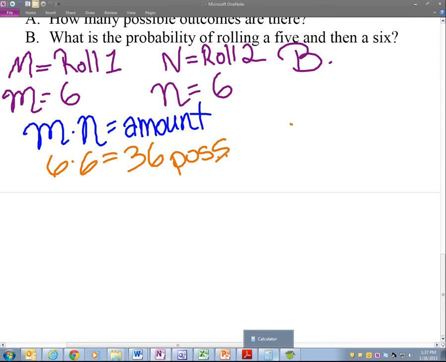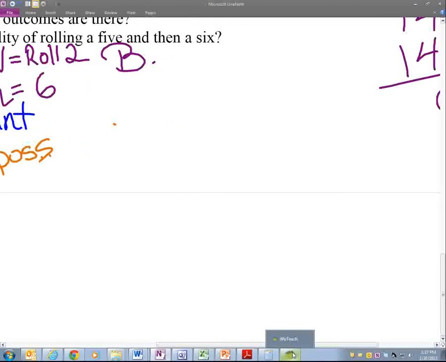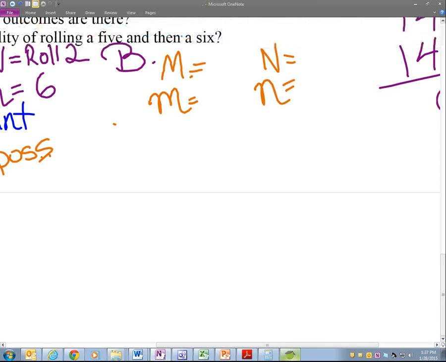Okay. So we had 36 possibilities. Now, what are the possibilities, not probability, that was yesterday, the possibilities of rolling a 5 and then a 6? What's our capital M? Our lowercase m? Our capital N and our lowercase n? It's going to be a little different. What's our capital M? Rolling a 5. Yes! Roll a 5. Beautiful. You guys are getting it. Riley, what do we have for capital N? Roll six.